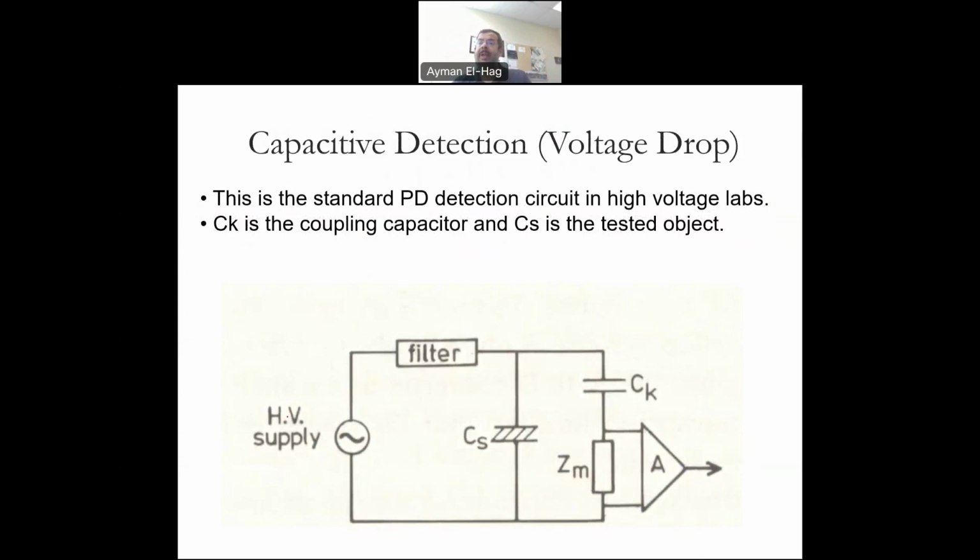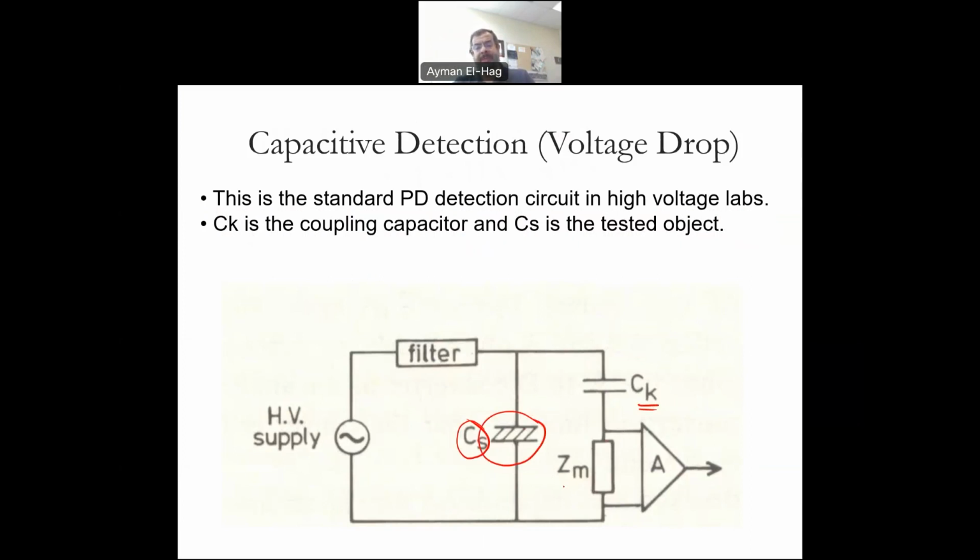So, what is the circuit that we use to generate or to measure the partial discharge? We have a high voltage supply. Usually, we have a high voltage transformer, which itself should be free from partial discharge. This is a filter to filter any high frequencies from the supply to the sample, but this is optional as per the IEC standard. Then CS is the sample under test. It could be a cable, a transformer, an insulator, or any type of sample that I am interested to see its partial discharge.